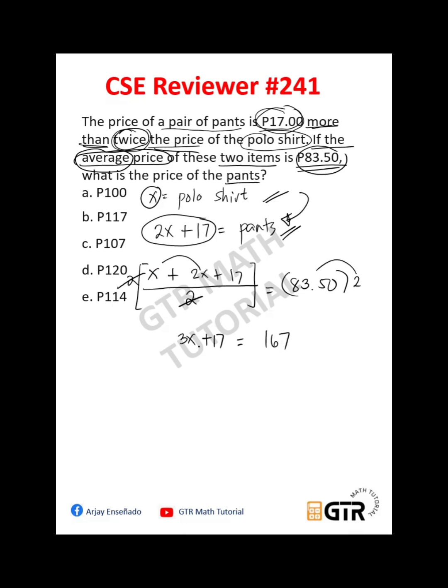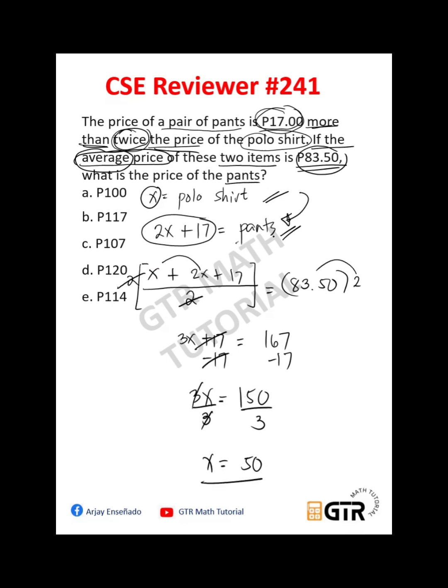And then solve for x, so subtract 17 from both sides. So this will cancel out, and then we have 3x is equal to 7 minus 7 is 0, 6 minus 1 is 5, just bring down 1. And then divide both sides by 3. Therefore, the value of x is equal to 150. 15 divided by 3, that's equal to 5. So just copy the 0. We have 50. So 50, this is the price of the polo shirt.